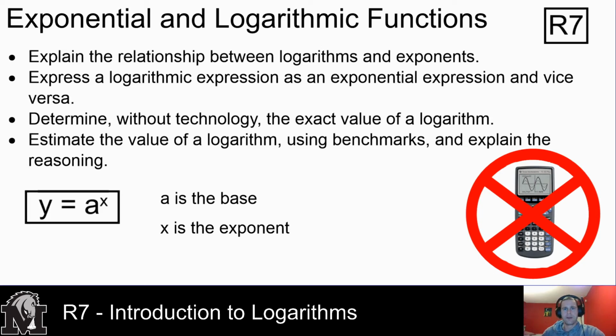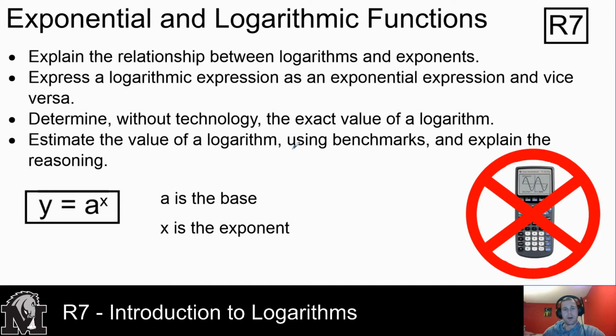Hi folks, welcome to our introduction to logarithms, which is in R7. There's four main things that we need to cover in R7, and they're listed there for you. So explain the relationship between logarithms and exponents, express a logarithmic expression as an exponential expression, and vice versa, so you have to go both ways.